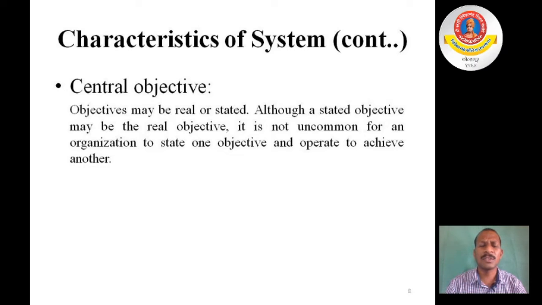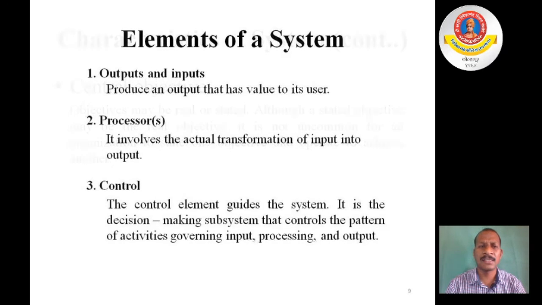So this way we can define all the characteristics. So the next point is the elements of a system. There are certain elements of a system available, like input and output, to produce an output that has a value to its user. If we look at the example of a computer system, there are certain inputs we have, and we will get some output with the help of that input.